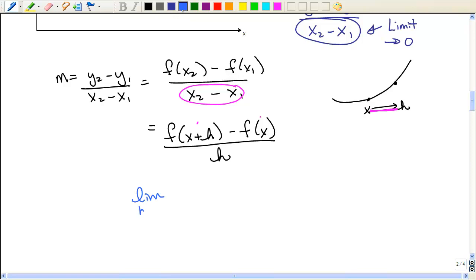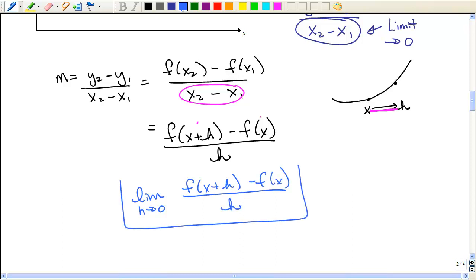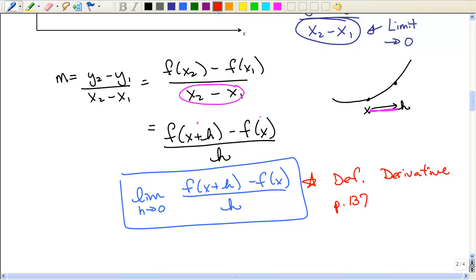We're going to take the limit as h approaches 0 of what's called the difference quotient, or the slope of a line. And that is the definition of the derivative. And all the derivative is, is the slope of a tangent line at a particular point. Right? I would encourage you to look at page 137 in your book. Right? But this is what we want to concentrate on.